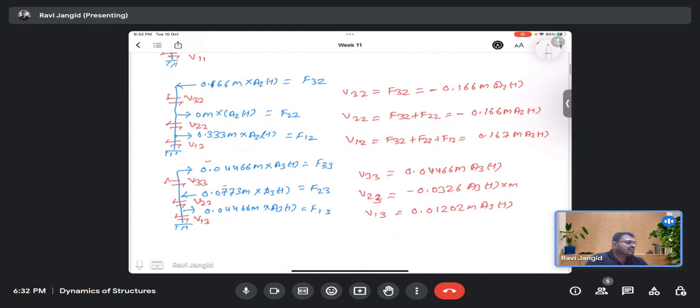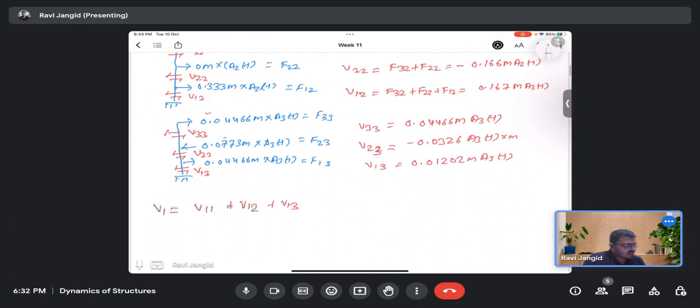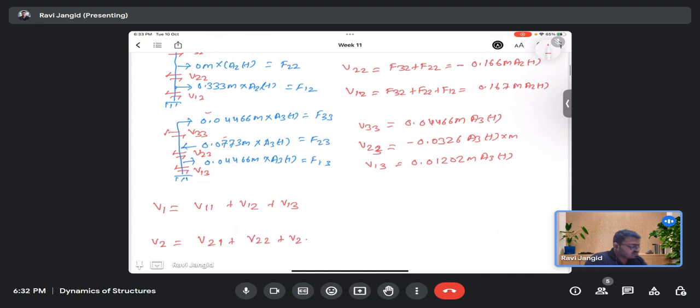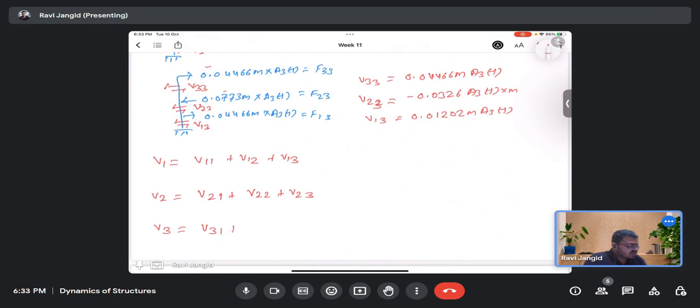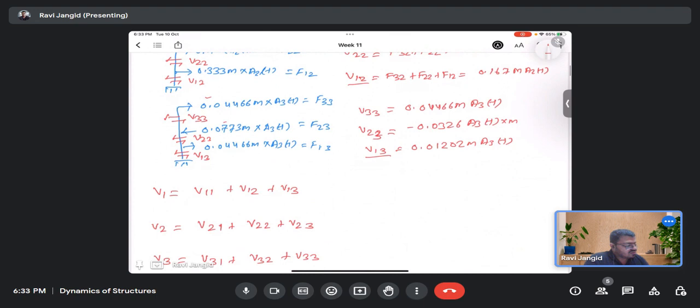So if I need to calculate the maximum story shear force in each story, that can be done as follows. The story shear force in the first story would be V11, V12, V13. For the second story, that would be V21, V22, V23. And for the third story, that would be V31, V32, V33. So if you do the sum for V1, this one V13, V12, and V11, you can find your story shears here.